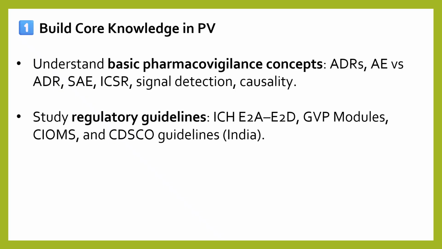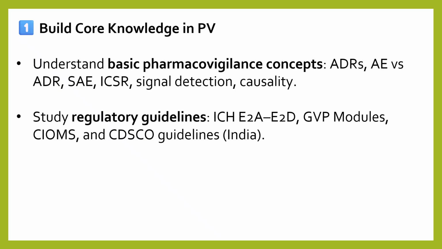And if I talk about the regulatory guidelines, then there are the ICH guidelines E2A to E2D. The ICH E2A guideline is regarding ICSRs, and then we have the E2D guideline, which is regarding PSURs, which is a much higher level. I would recommend, if you're a beginner, start with the ICH E2A guidelines, and the E2E guideline, which is regarding pharmacovigilance planning.